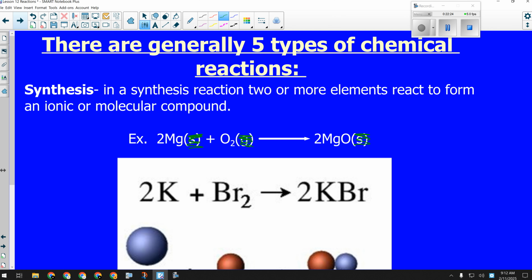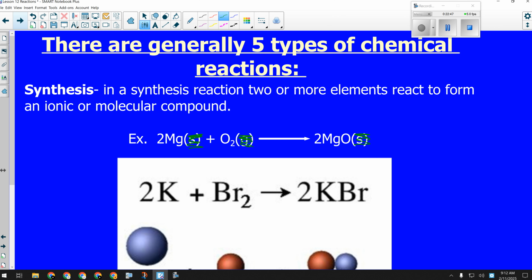If that was an equation in math and you had a big 2 in front of something else, what would it mean you do with that 2? Multiply. You would multiply it. Okay? So what this big 2 means is that there are 2 magnesium atoms. And they're reacting with one molecule of oxygen.